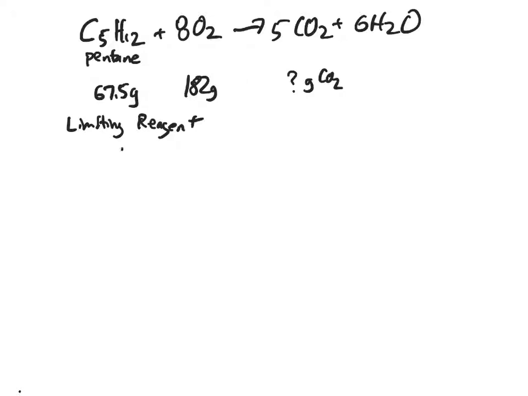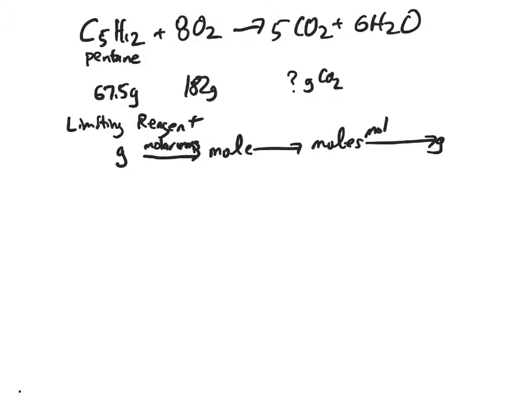So we're going to work this problem like we do our stoichiometry problems. We're going to go from grams to moles to moles to grams. Whenever we convert from grams to moles or vice versa, we're going to use a molar mass. And whenever we go from moles to moles, we're going to use a stoichiometric ratio. That comes from the coefficients to our balanced chemical equation.